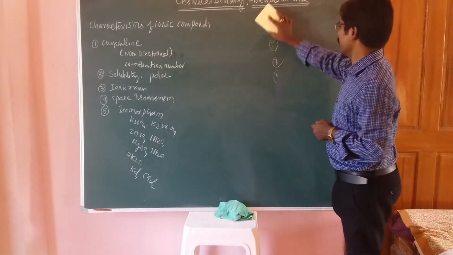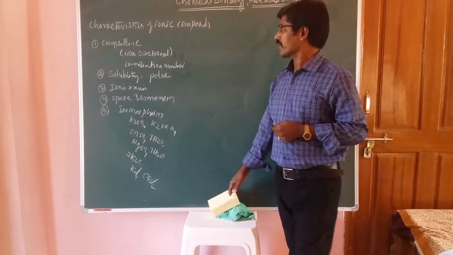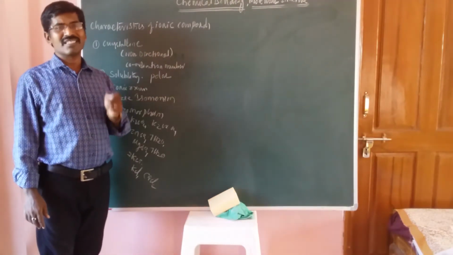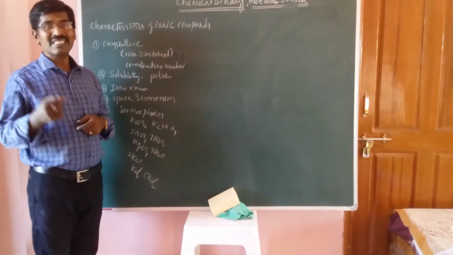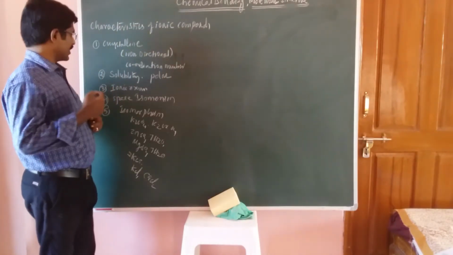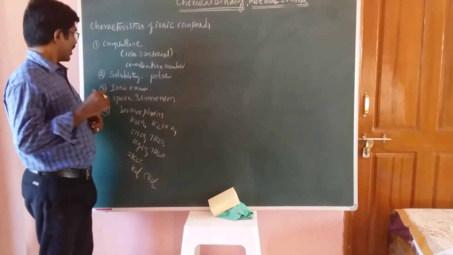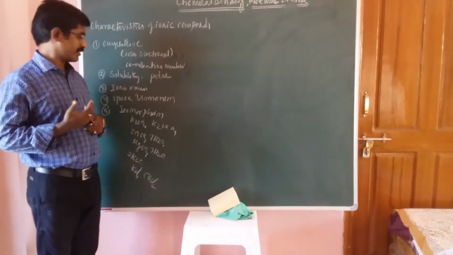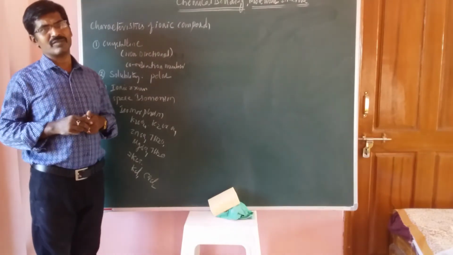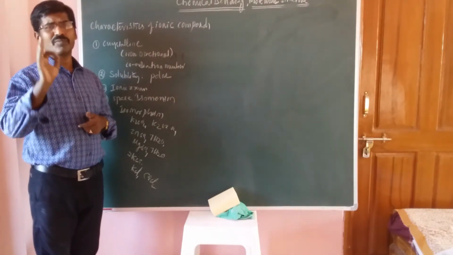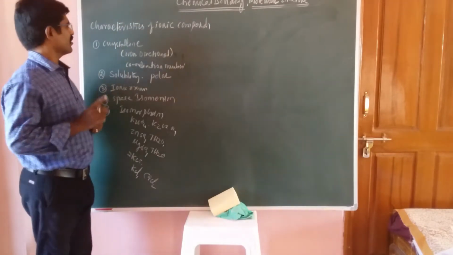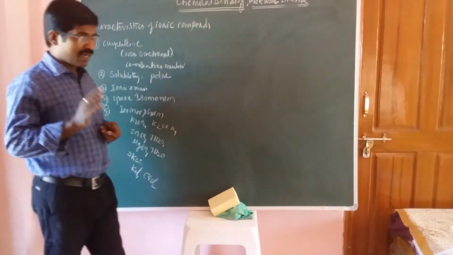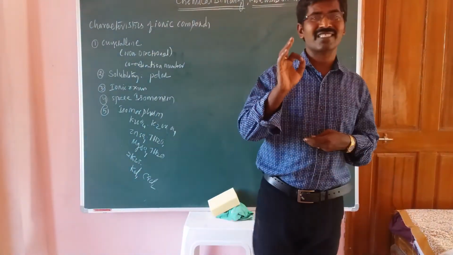Now we will talk about the following properties: the characteristics of ionic compounds. The first is the crystalline nature of the compound, the second is the solubility property, the third is ionic reactions, the fourth is space isomerism, and the fifth is isomorphism. So these are the properties of ionic compounds. The first one is the crystalline nature. All ionic compounds are crystalline in nature.